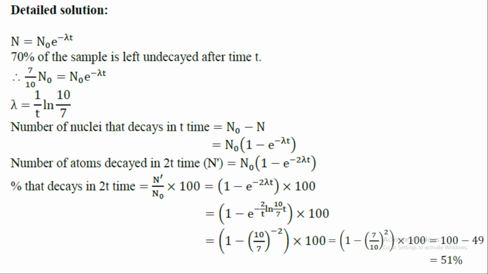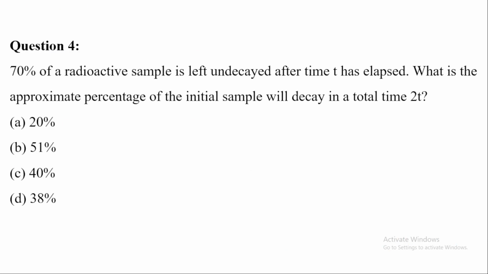Now 7 by 10 is 0.7. 0.7 whole square means 0.49; 7 sevens are 49. So 1 minus 0.49 is 0.51. 0.51 into 100 is 51%. You just have to solve this whole thing, and once you solve this, you will get the answer to be 51%. So option B is correct, 51%. So 51% of the initial sample will decay after time 2t.